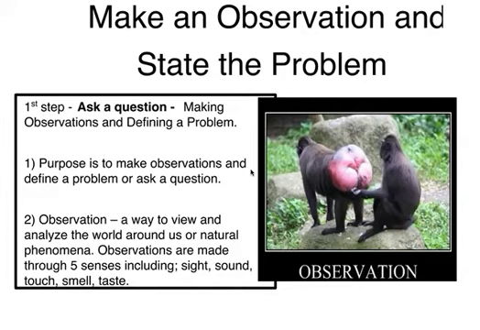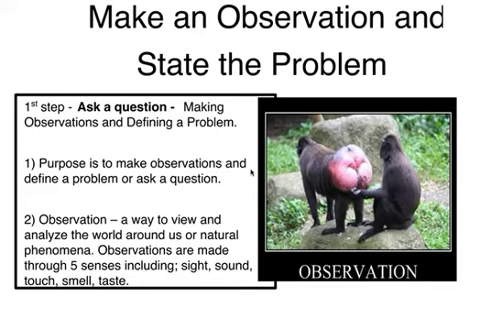This video is on the first 4 steps of the scientific method. So the first step is make an observation and state the problem. The first step, you're going to ask a question by making observations and defining a problem. The purpose is to make observations, define a problem, or ask a question.